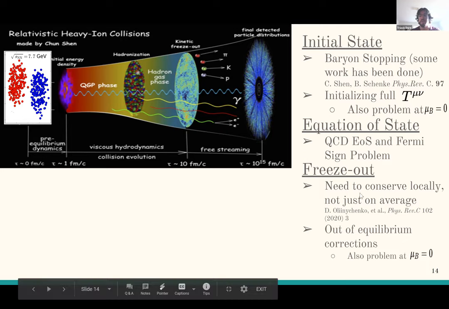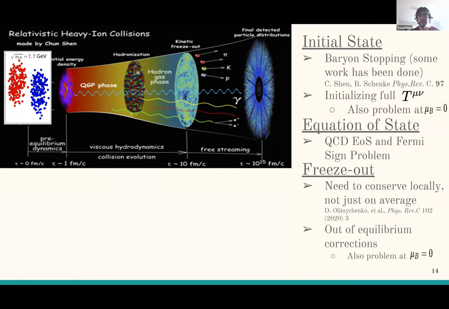And of course, there are out of equilibrium corrections to the freeze out, which are also a problem at mu_B equals zero, which I hadn't really talked about, but it's good to point out that it's there.